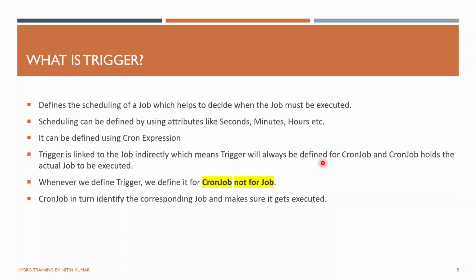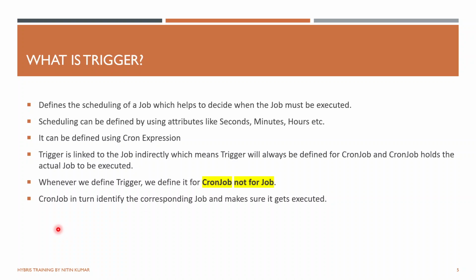If I explain in detail, we have a job which needs to be executed by a cron job. That cron job needs to be triggered by the trigger, instead of the job which we have written. So it is quite confusing. Once we move forward into our slides, we will see how we can create a trigger, and at that time this confusion will be cleared. Whenever we define a trigger, we define it for a cron job, not for the job which is going to be executed. So just keep in mind, we will define a trigger for a cron job.